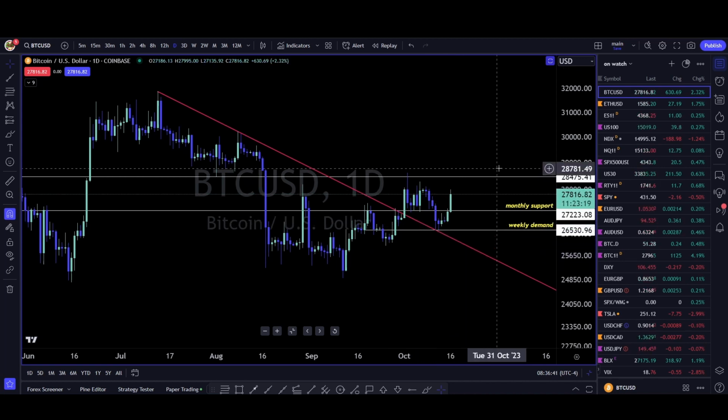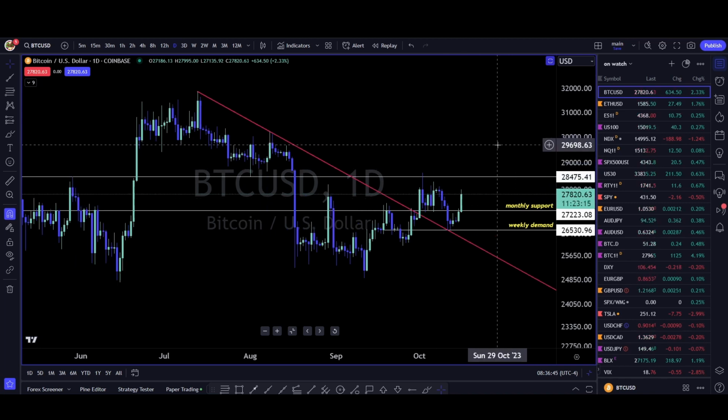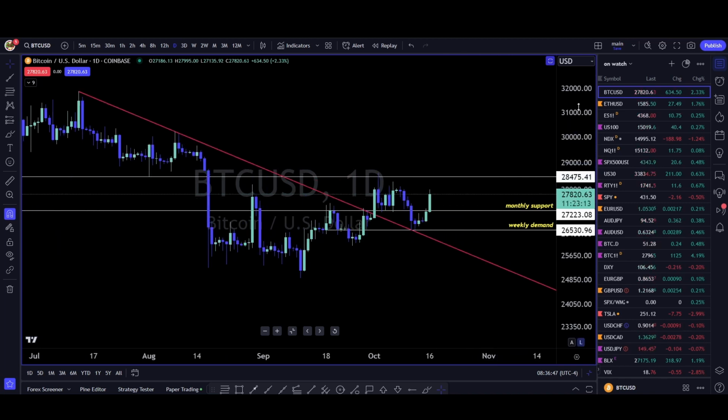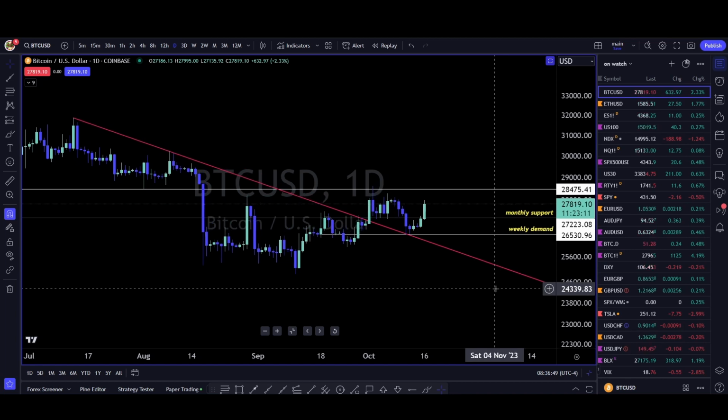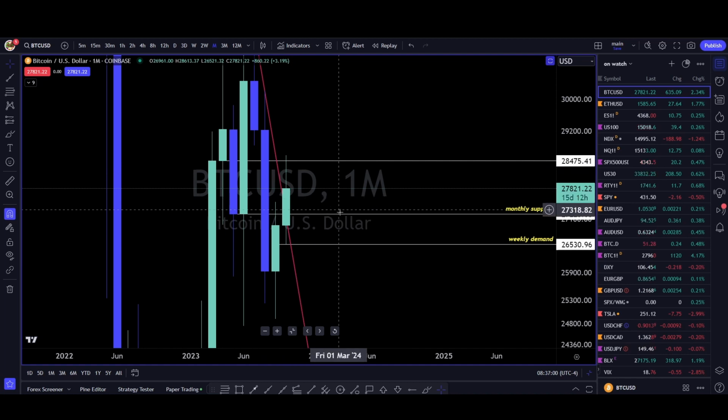So we'll see if that can continue to move, keep Bitcoin moving higher as we get closer and closer to the halving. But we'll see what happens, right? There's nothing else I can say about it. We got monthly support right here. We're trading well above that.